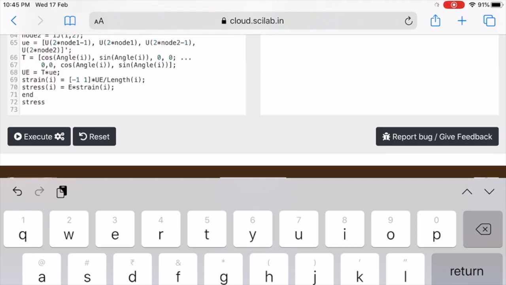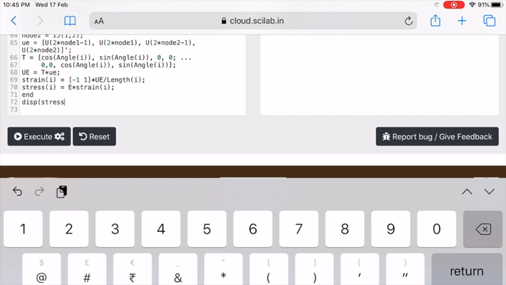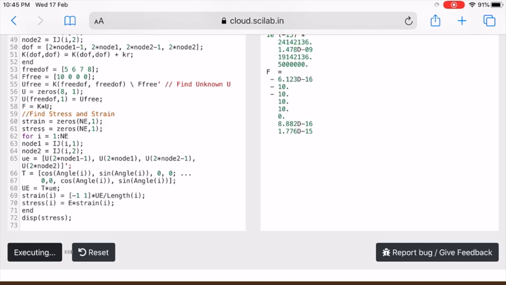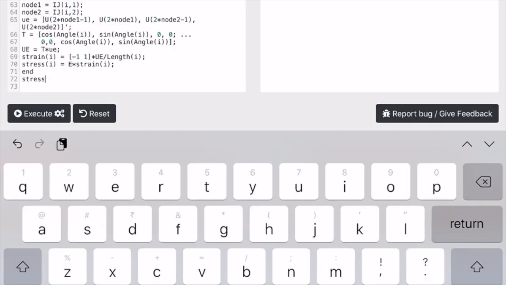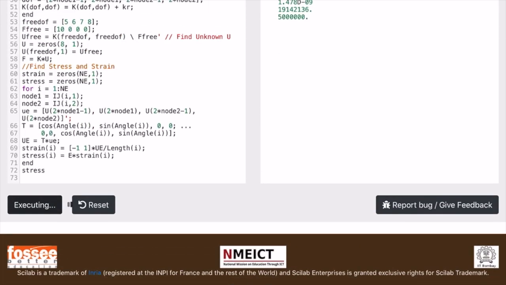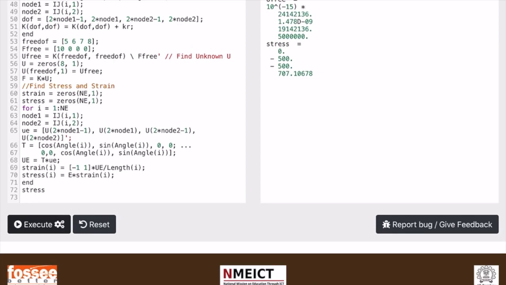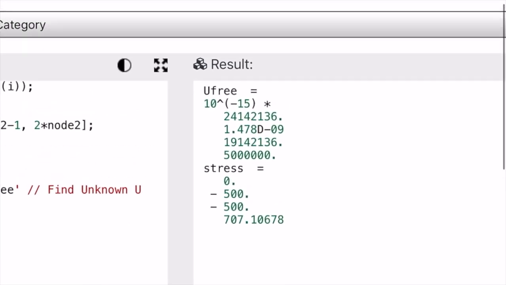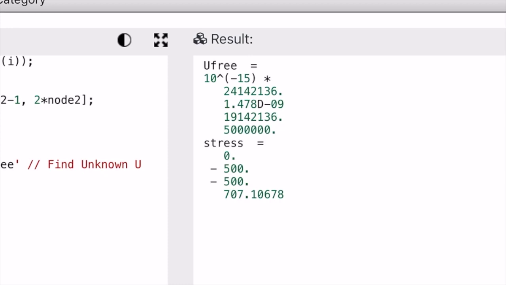Okay, see, a stress or disp means display the stress. We can write like this also. Okay, like this. Okay, so let's execute and see whether it works. Because of internet connection, it was taking long. So if we try it, okay, so we are getting now. So you can see that. So we have got this value. So u free that we calculated in the last video, and we are getting the stress as well.